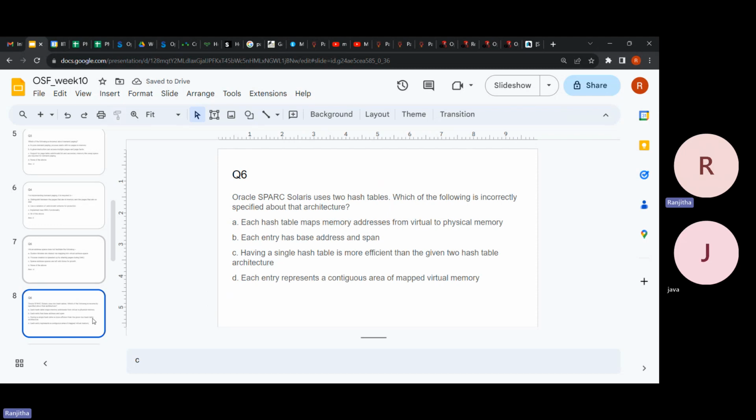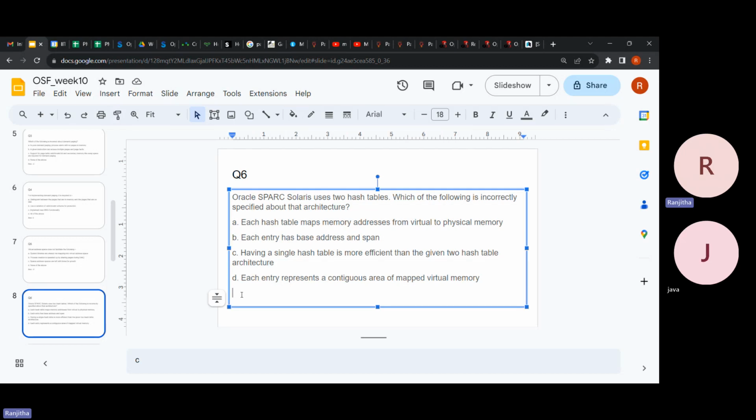The next question is, Oracle SPARC Solaris uses two hash tables. Which of the following is incorrectly specified about that architecture? Each hash table maps memory addresses from virtual to physical memory. That is true. Each entry has base address and span. Having a single hash table is more efficient than the given two hash table architecture. That is false. Each entry represents a contiguous area of mapped virtual memory. So the answer here is C.